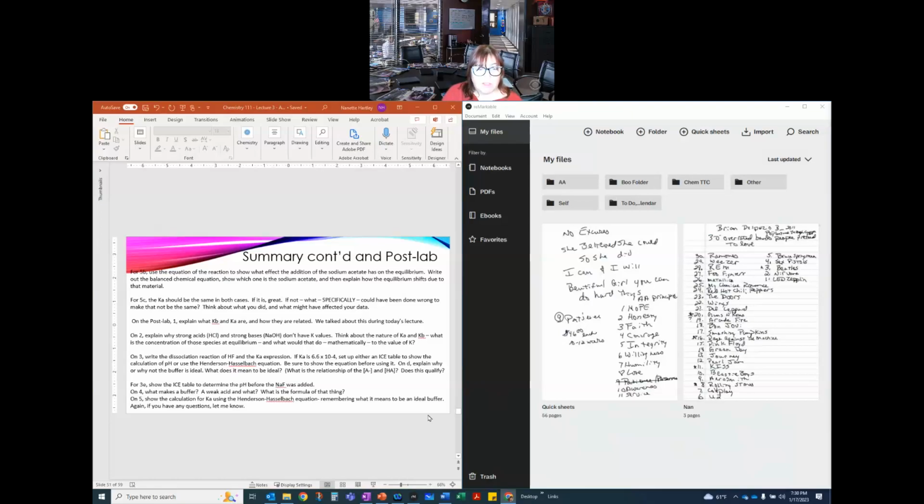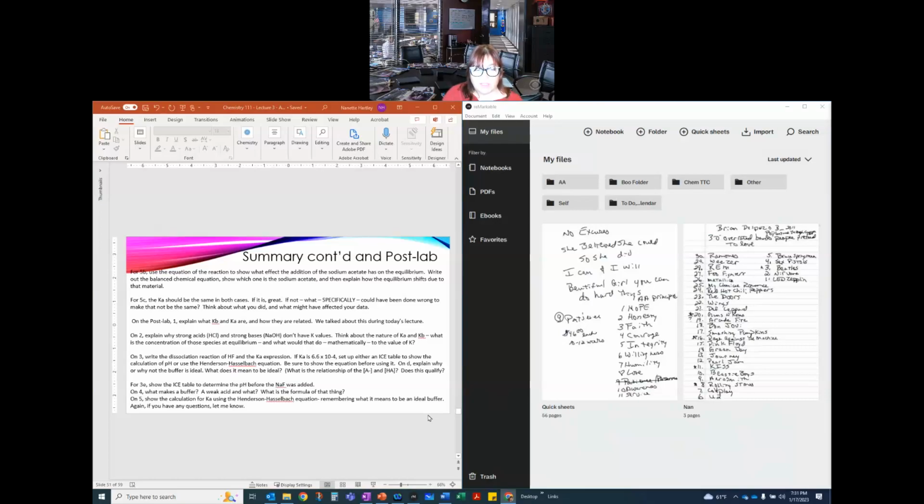For the post lab, you need to explain what Ka and Kb are and how they're related. We did talk about that today in lecture. On 2, explain why strong acids, HCl, and strong bases, NaOH, don't have K values. What happens when they're strong like that? So mathematically, why do those K values not exist?